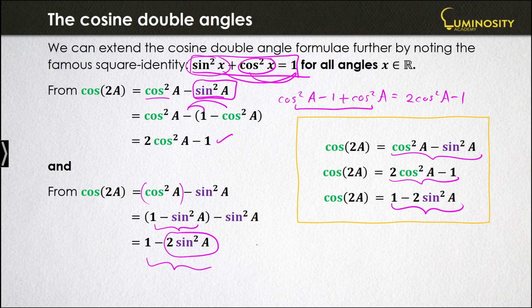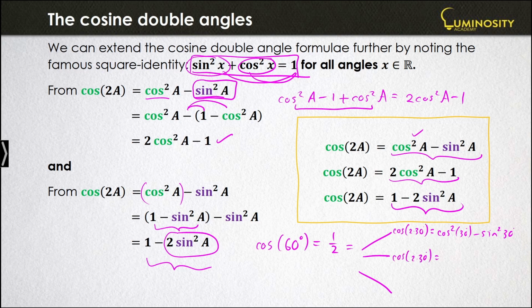All right, let's take an example. Let's have a look at cos of 60 degrees. From special angles, we know that's a half. But I can write it in three different ways. So I could write it as cos of 2 times 30 degrees. If I use this first general formula here, that's going to be cos squared of 30 degrees minus sine squared of 30 degrees. In the second way, it's going to be 2 times cos squared 30 degrees minus 1. And then in the last way, it's going to be 1 minus 2 sine squared 30 degrees.